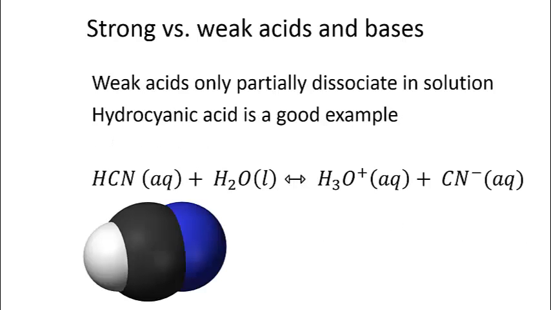If we contrast that to a weak acid, a weak acid is one which will only partially dissociate when placed in solution. Hydrocyanic acid is a good example of a weak acid because it only partially dissociates when you place it in solution, and it will produce a small number of ions. Subsequently, it is also a weak electrolyte.